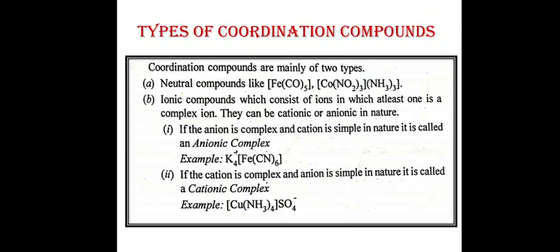If the cation is complex and the anion is simple in nature, it is called a cationic complex. If you see this example, this is a copper complex, and the complex inside the bracket, that is inside the coordination sphere, has copper attached to 4 ammonia molecules. Outside the bracket there is a sulfate ion, SO4 2-. So the cation is complex and the anion is simple, that is SO4 2-. This is an example of a cationic complex.